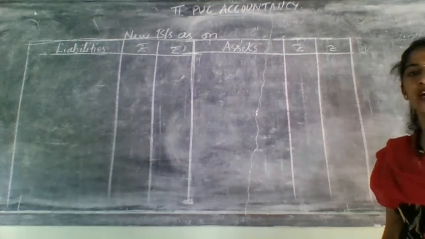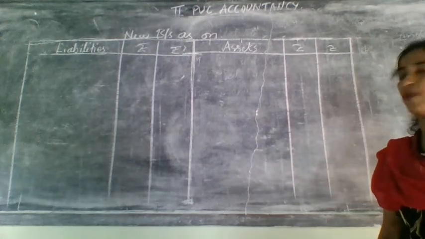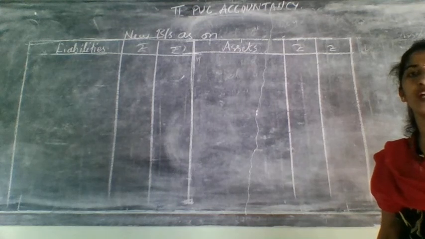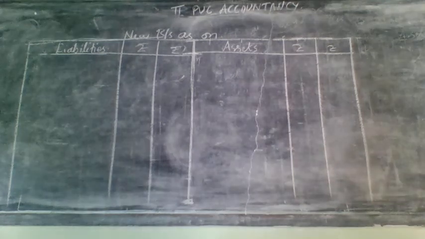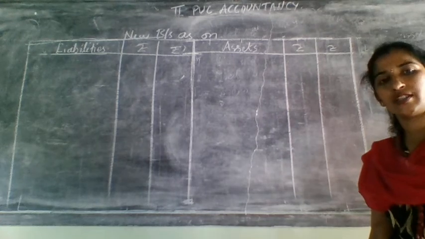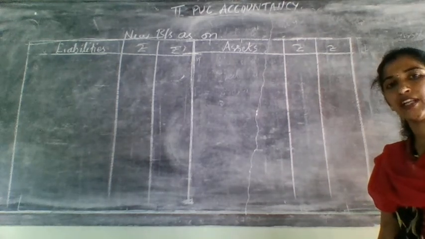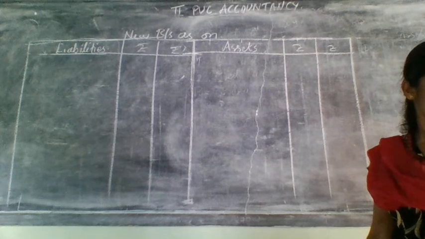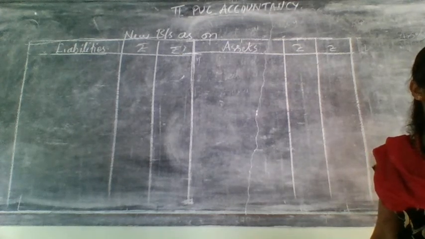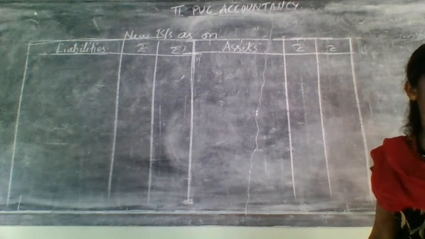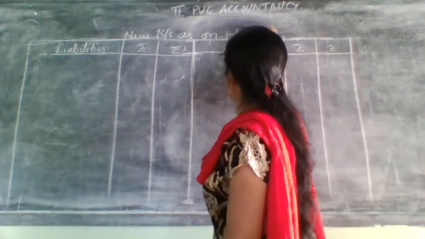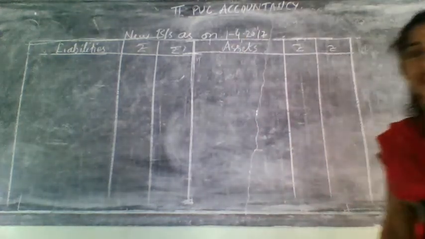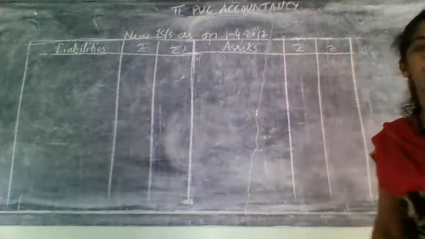Let us start doing the last step, that is the new balance sheet. First thing what you need to write, new balance sheet as on date. Date, the new partner joined date. If they have not given it, check the old balance sheet date and write the very next date of that. Here they have given the new partner joined date only, that is 1/4/2017. Consider it and write it here.